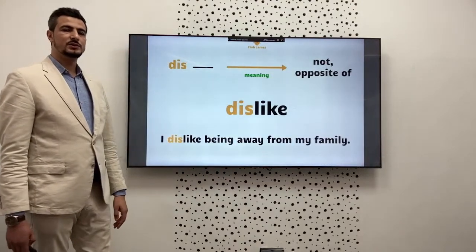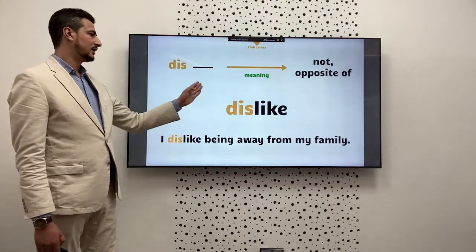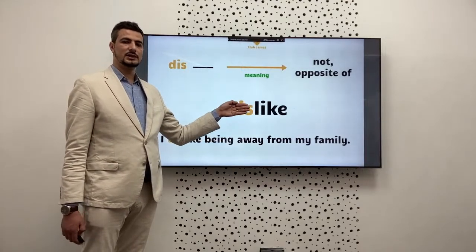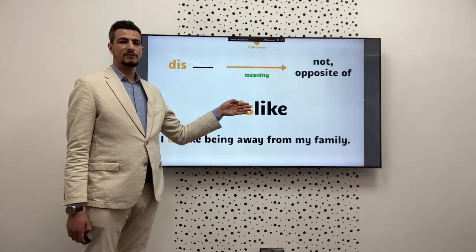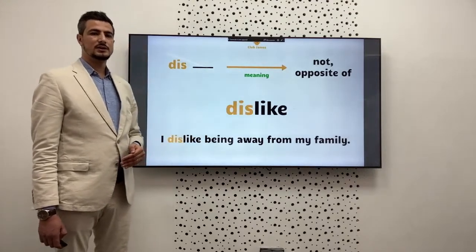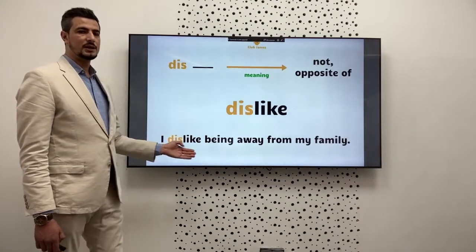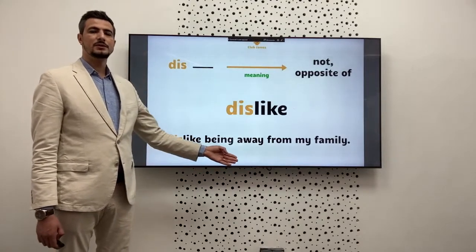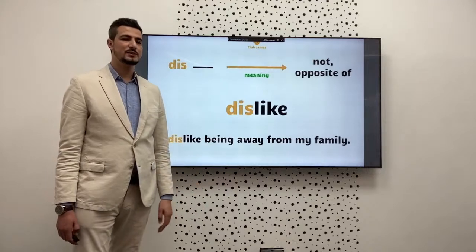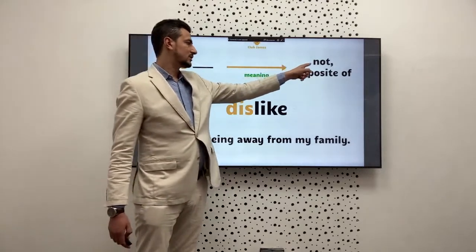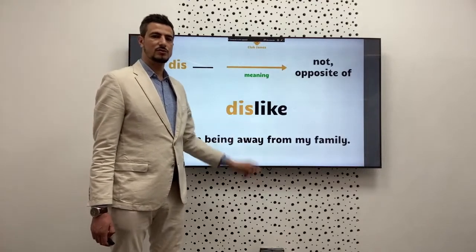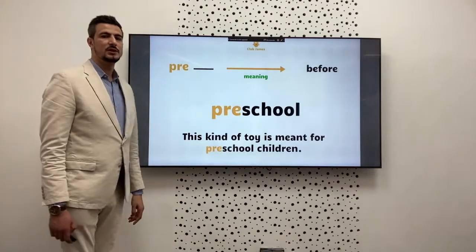Another example with the prefix dis is dislike. So this is like, I like fish, I dislike fish. I dislike being away from my family, which means I do not like being away from my family. The meaning of dis is not, or the opposite.